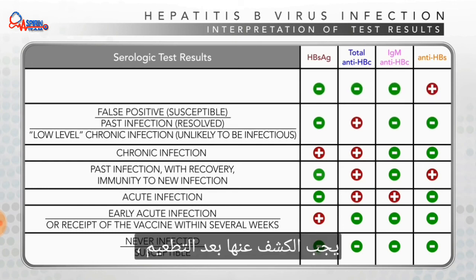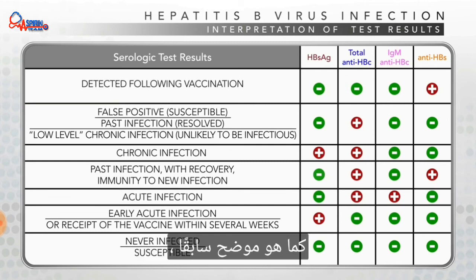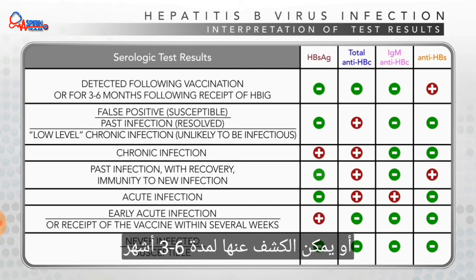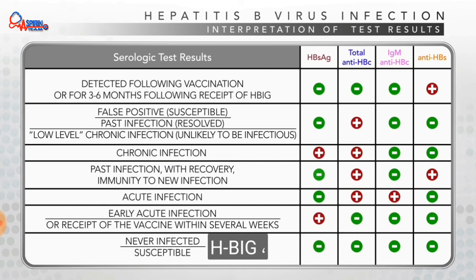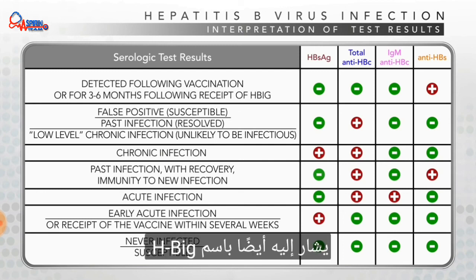Anti-HBs alone should be detected following vaccination, as described previously, or may be detected for 3 to 6 months following receipt of hepatitis B immune globulin, HBIg, also commonly referred to as HBIG.